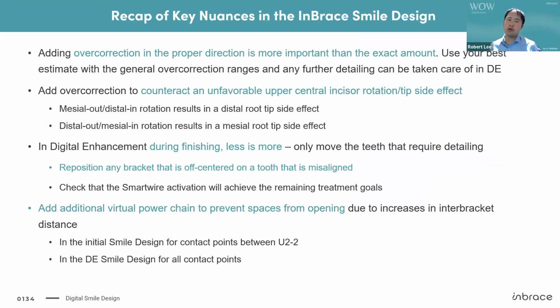Yeah, I would say the main ones: upper central and size rotation tip side effects, and then when to add additional virtual power chain to prevent spaces. So it's the tipping that you're getting in the centrals, as well as spaces that you might be getting. Those are the 2 main nuances, and we know exactly how to prevent them from happening.